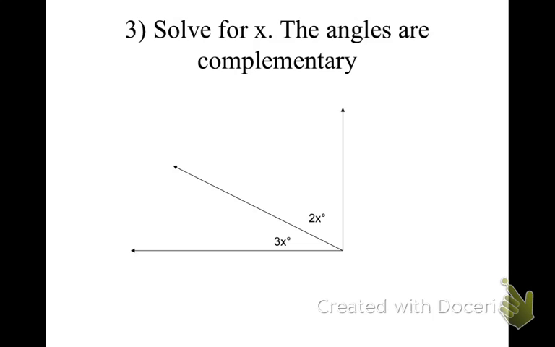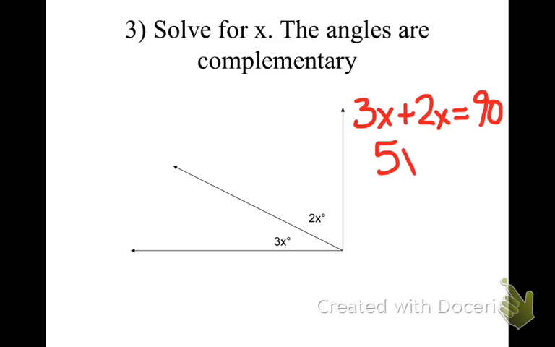Solve for x. Same idea. These two angles are complementary, meaning that their sum is 90 degrees. So we add them up. 3x plus 2x is equal to 90. And if you recall from when we learned about like terms, you can simplify this before solving for x because we've been asked to find x. So 3x plus 2x can be combined because they both have the same variable raised to the same power. So we add the coefficients, 3 and 2, together and simplify it to 5x.